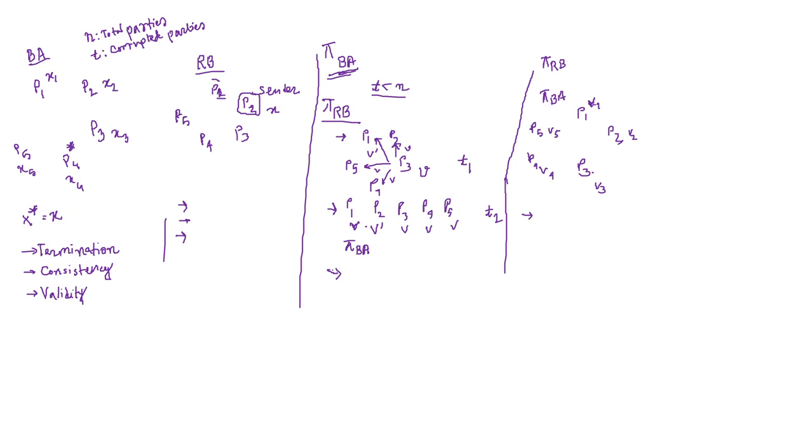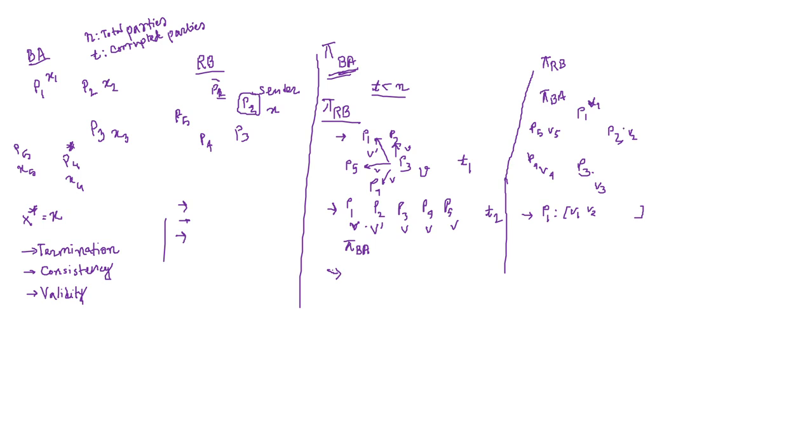P1 will start a pi RB protocol with its input V1, P2 will start a pi RB protocol with its input V2. At the end of all 5 RB protocol instances, each of the parties will have 5 inputs, right? So P1 will receive an array of 5 values, received from itself, that is its own input, and from other parties. Now it can be the case that some of them are corrupted, right? So let's say P2 is the corrupted party here.